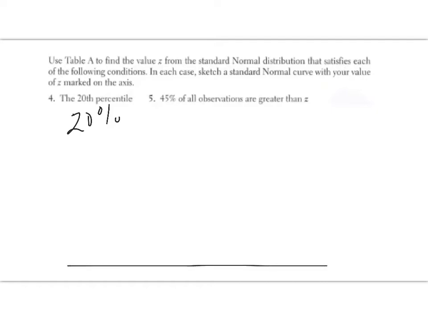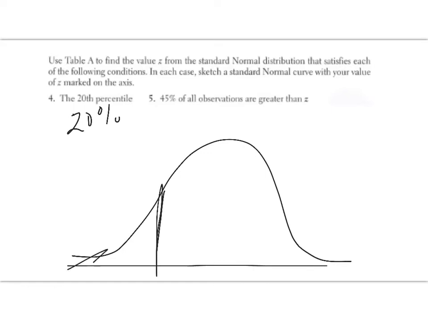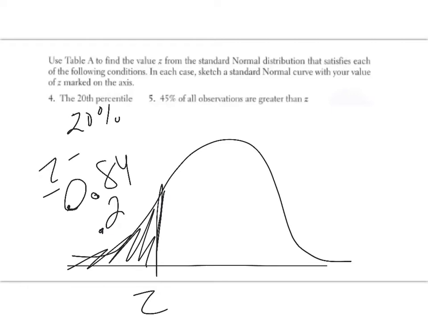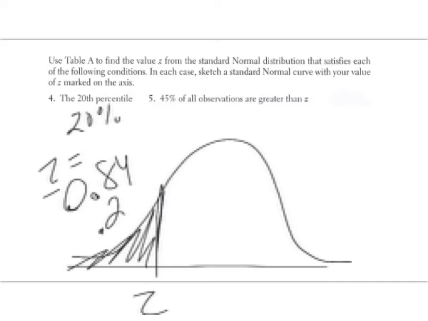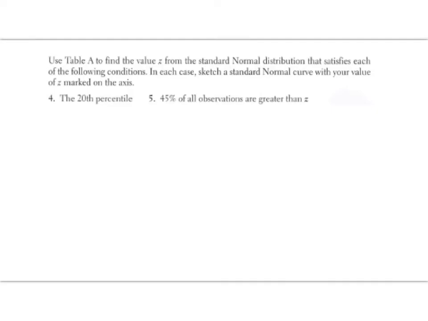So if I want to find what's at the 20th percentile, I've got an area here of 0.2. That would be the 20%. So I have an area there of 0.2, and I need to find the z-score for that. So working backwards in my table, when I find an area of 0.2, that is equal to a z-score of 0.84.